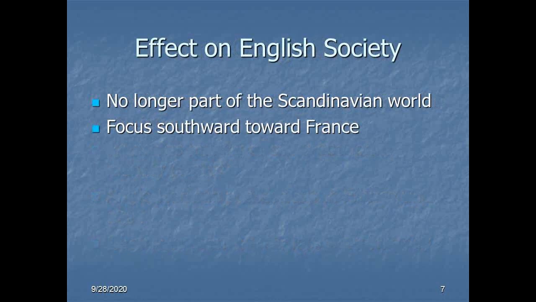So in short then, in terms of the general effect of the Norman occupation and the Norman conquest on English society, this was a permanent change in the direction towards which England looked. It had been part of the Scandinavian world, a part of the Northern European world. Its principal ties had been with the various Scandinavian countries. From 1066 on, England looks south. Except when they're having problems with those pesky Scots.